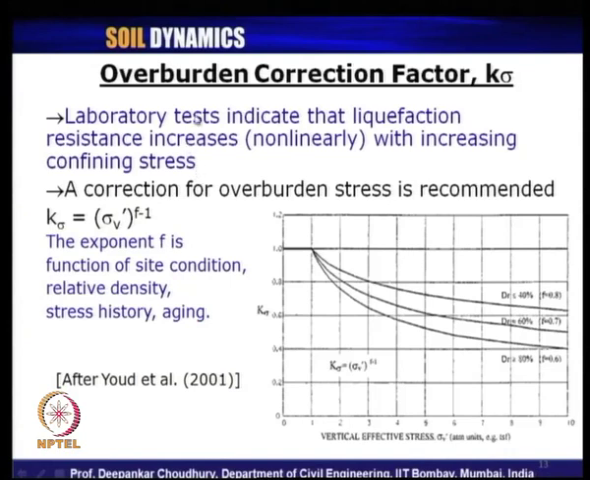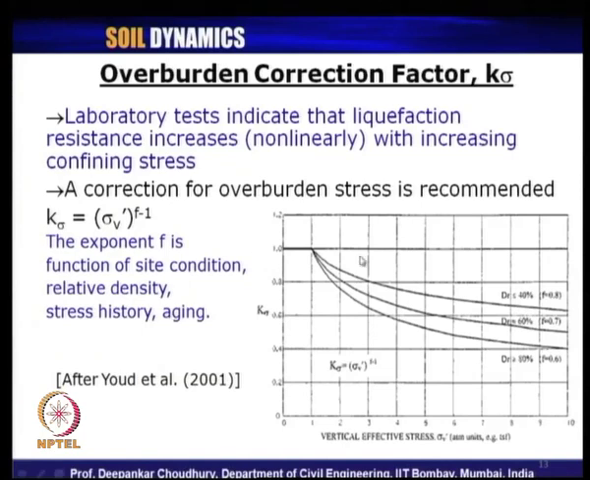Also, we have seen how to compute the overburden correction factor. The overburden correction factor K sigma is expressed by this equation, where sigma v dash is the effective vertical stress at the point where we are calculating the liquefaction potential, and this exponent f is a function of relative density, stress history and aging of the soil. As this chart was given, up to an effective vertical stress of 1 atmospheric pressure, which is equivalent to about 100 kPa, no correction is required. But beyond that, the correction factor is less than 1 depending on the relative density of the liquefiable soil.